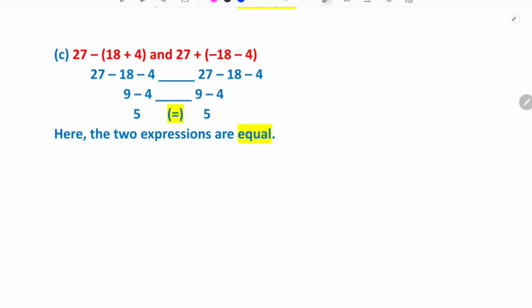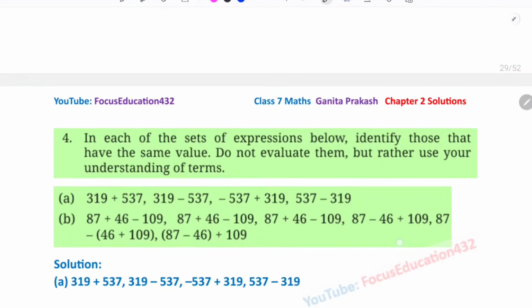Done. Now calculate. 27 minus 18 is 9. Minus 4 is minus 4. 27 minus 18 is 9. Minus 4 minus 4. So same. Both are same. 9 minus 4 minus 4, 5 and 5. So the given expressions are equal.